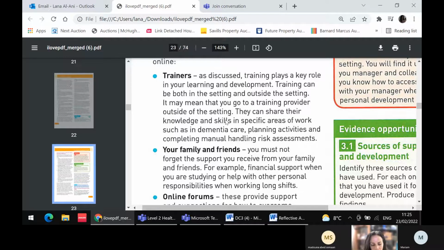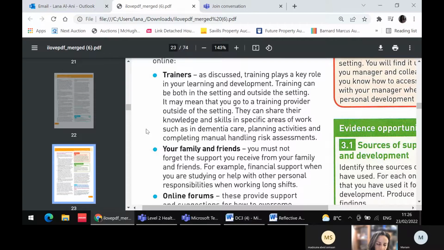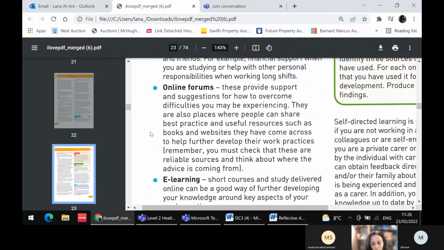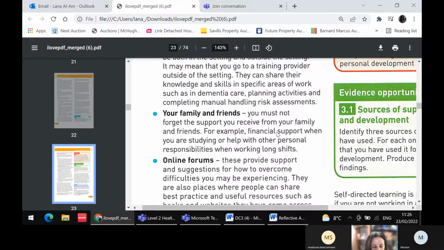They can share with you the knowledge and skills for a specific area of work, such as dementia care, planning activities, completing manual handling risk, maybe first aid. All these types of training are very important. So you can get this information from a trainer outside the organization, and also from your family and friends. You must not forget the support you receive from family and friends.